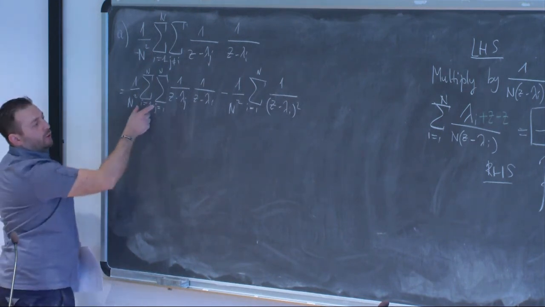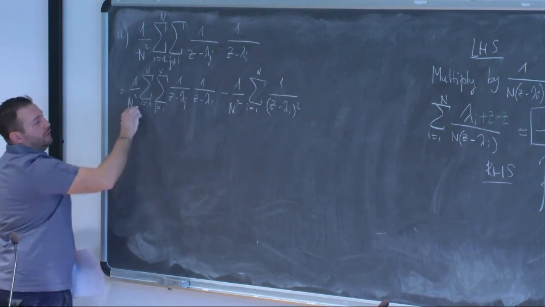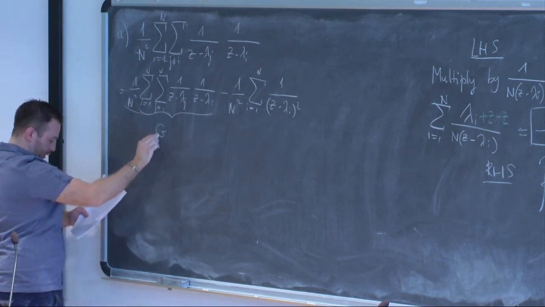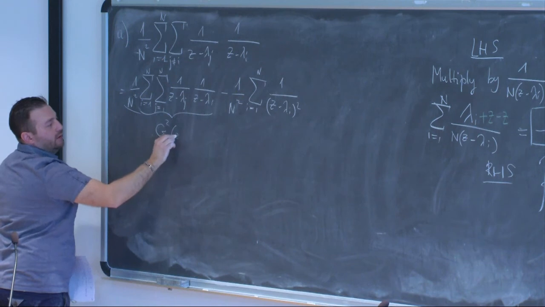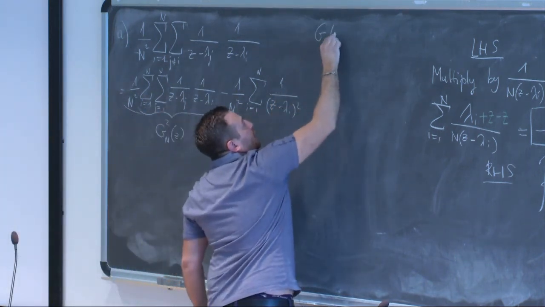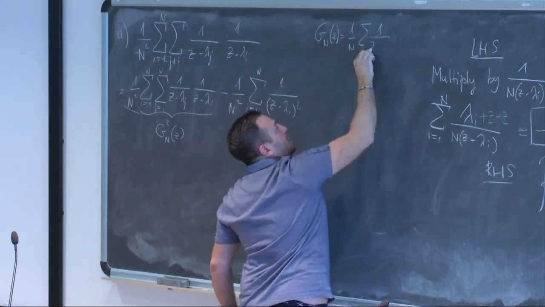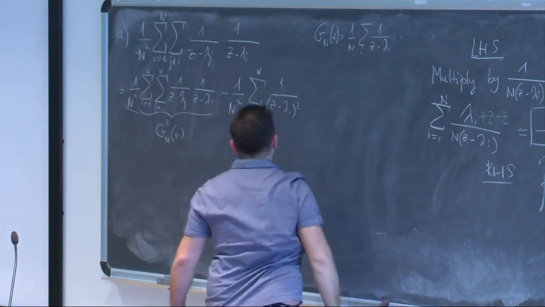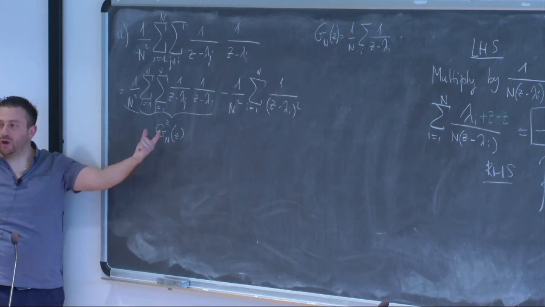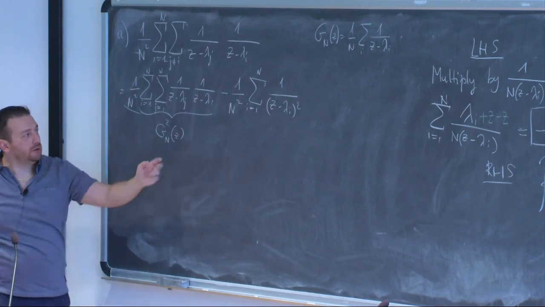So this object here, we can split the two sums. So summation over I times summation over j. So this object here, together with 1 over n square, is just gn square of z. I recall that gn of z was defined as 1 over n summation over I 1 over z minus lambda I. So here we have reconstructed the square of our would-be resolvent. It is the finite n version of it.